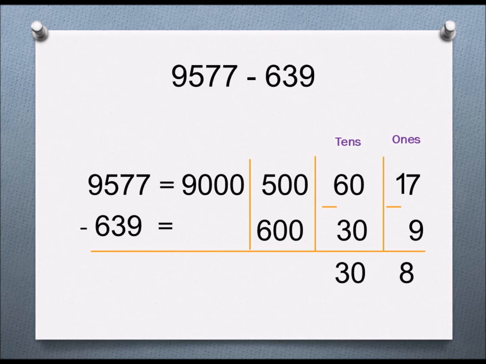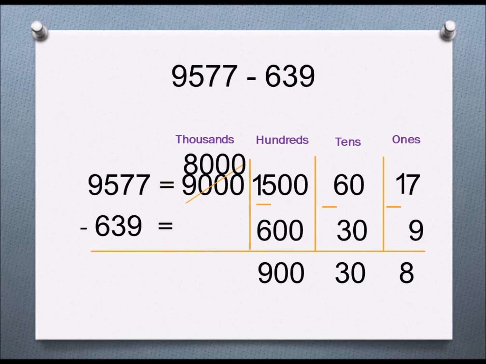In the hundreds column, we have 500 minus 600. We cannot do that, so we're going to have to go over to the next column, the thousands column, and borrow 1,000. So that leaves us 8,000 in that case. So when we take the 1,000 to the 500, now that becomes 1,500, and we're going to subtract 600 from it, giving us 900.